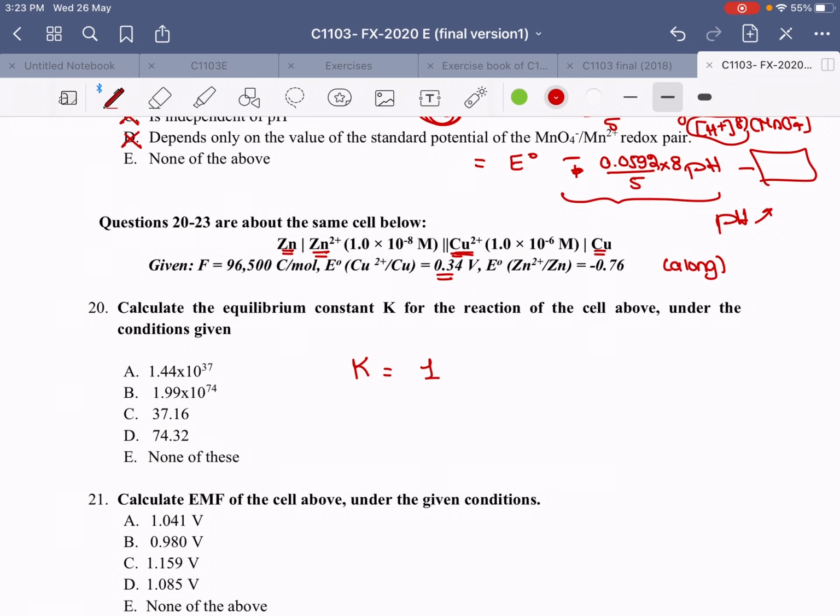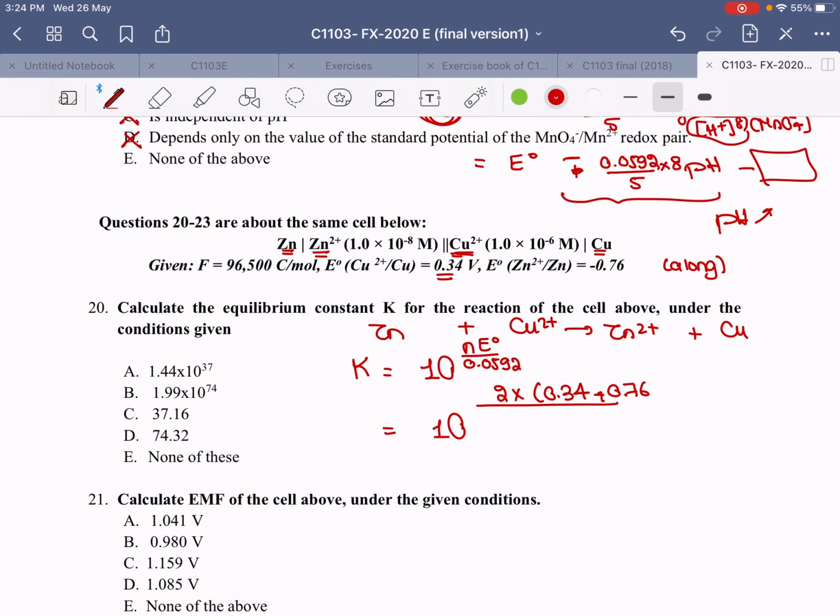Very good. K is 10 to the power E0 over 0.0592. What is the reaction happening? Zn is turning into Zn2+, while Cu2+ is turning into Cu, and the reaction is balanced. It is clear here. So it is 10 to the power 2 times E0, E cathode minus E anode. Who is on the cathode? Cu2+, so that is 0.34 minus negative 0.76, divided by 0.0592.